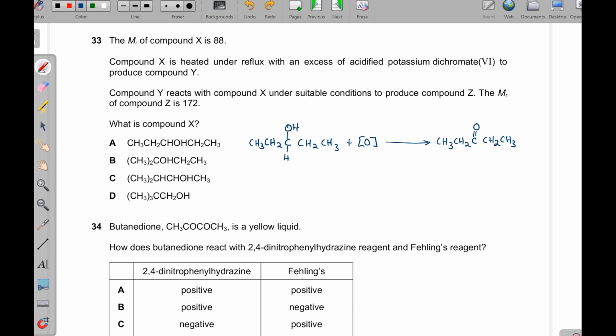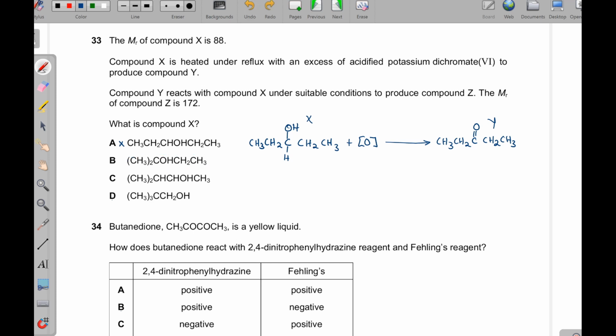No. They said compound X is heated under reflux with an excess of acidified potassium dichromate to produce Y. So this can be Y, and then this is X. Then they are saying compound Y, this one here, reacts with compound X. Now, this is a ketone. A ketone does not react with an alcohol. So that implies that answer A is off.